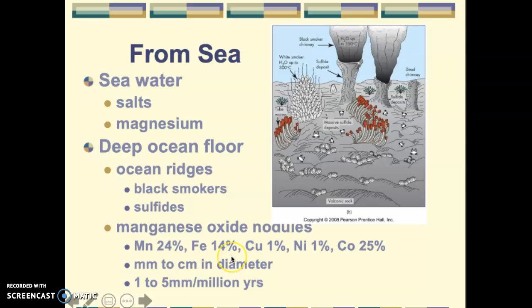We can also find a specific kind of marine deposit called a manganese nodule. I might have one of these in lab for you to look at, but it's a mineral precipitate that forms on the seafloor. So that's more of a sedimentary process. And you can see the high concentration of metals that we often find in manganese nodules.